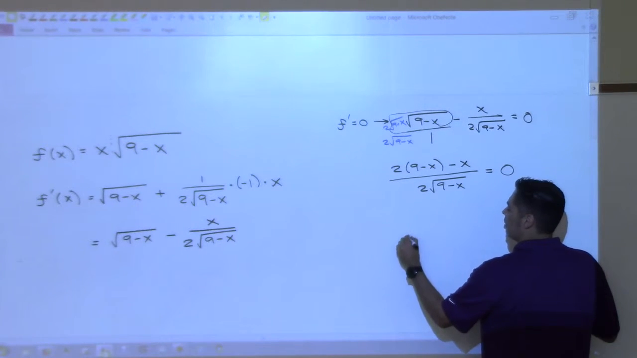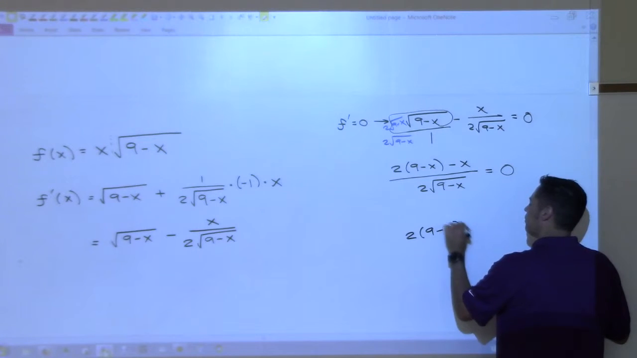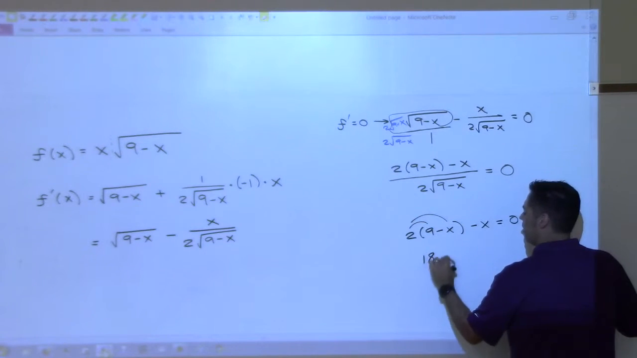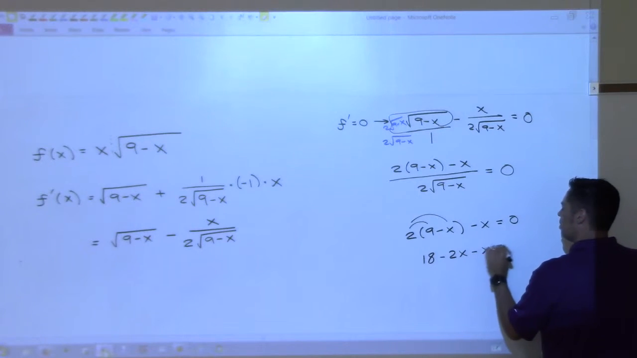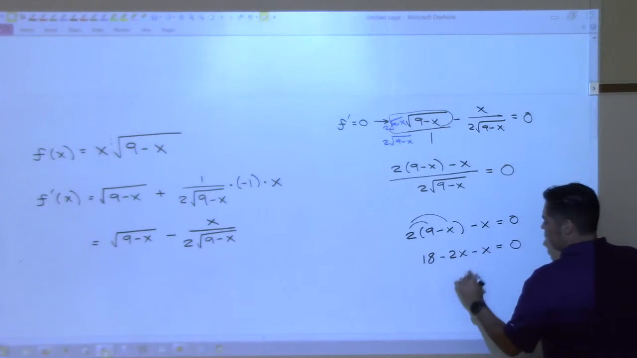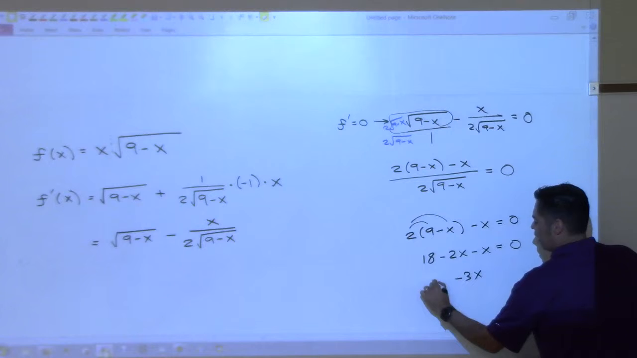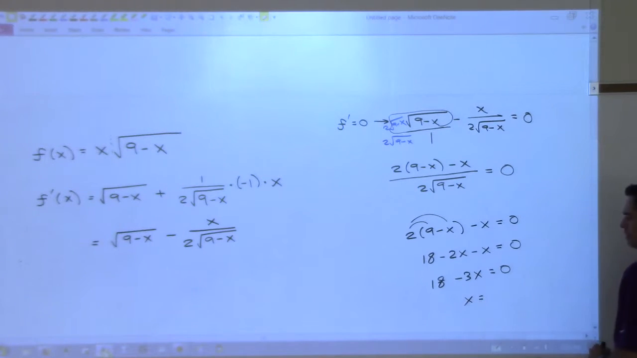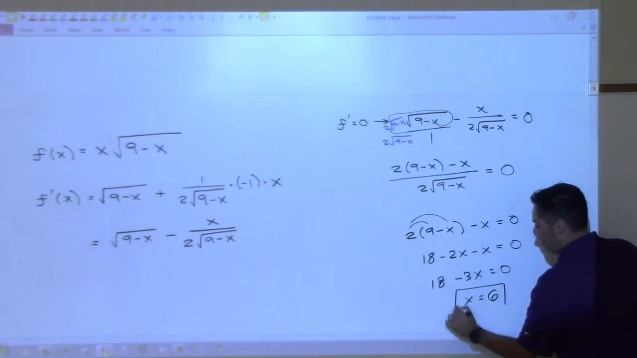So I'll distribute, well, I'll just do this. Distribute through, we get 18 minus 2x minus x equals 0. Negative 3x, or 18 minus 3x equals 0. So what's our solution here? 6. Looks like 6 is a solution. And then our restricting is going to be positive 9.